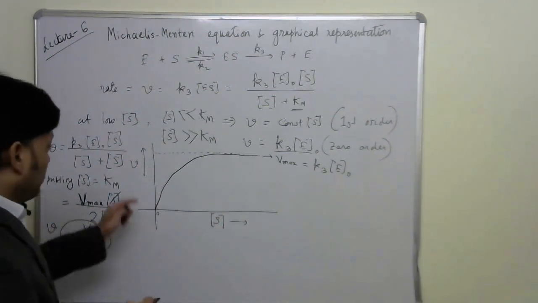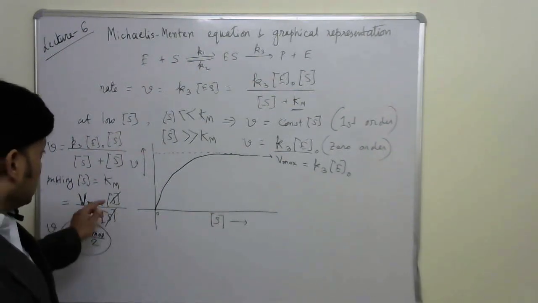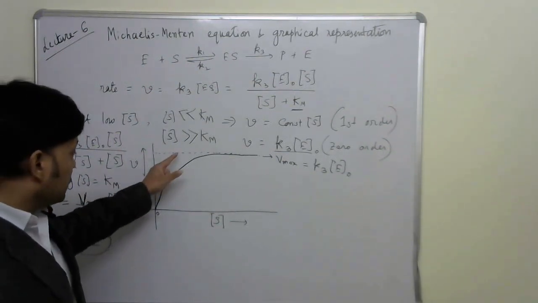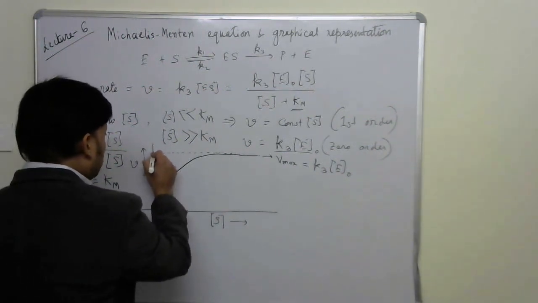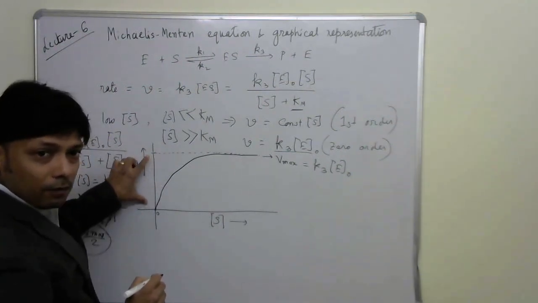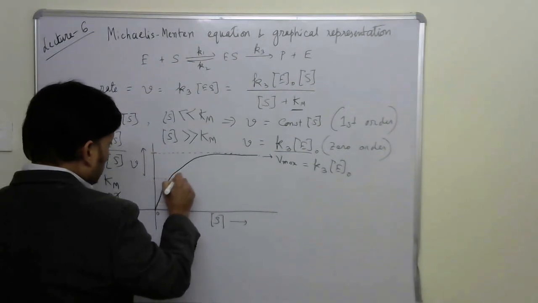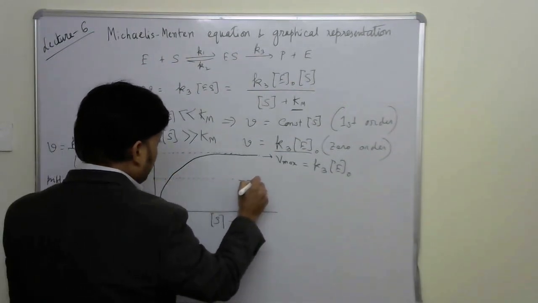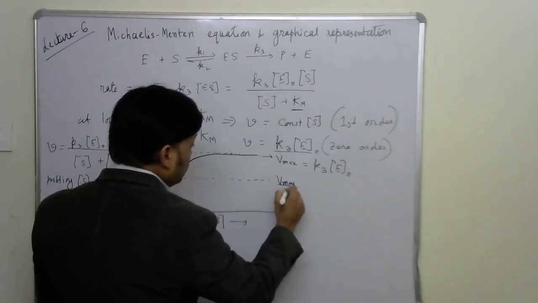So from the graph or from the equation, first we see that the velocity becomes exactly half of the maximum velocity. So this maximum velocity is Vmax, and somewhere exactly half of that means half of this value. So it gets somewhere here. Okay, so I'm drawing the line approximately. So this is the value of Vmax by 2.